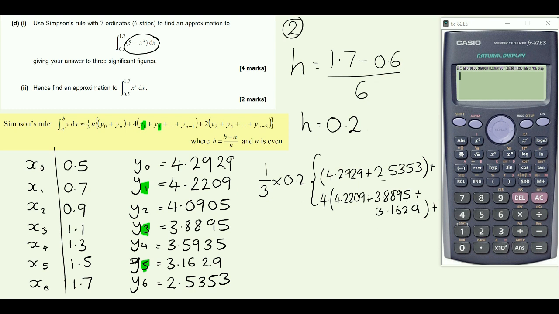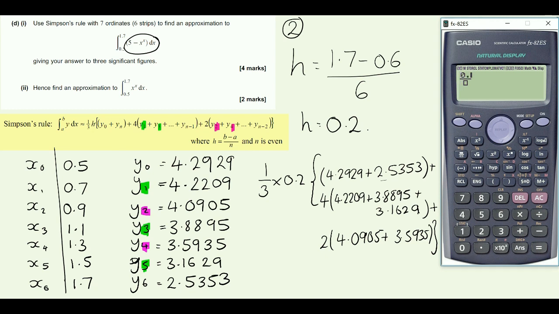So just carrying on then, it's 2 lots of all of the evens. So the evens are the 2 and the 4. We've already used y0 and yn, so it's all of the other terms there. So it's 2 lots of the ones I've done in purple, so 4.0905 plus 3.5935. And then it's a case of plugging this whole thing into your calculator. And I am just going to take my time and show you exactly how I would do this.